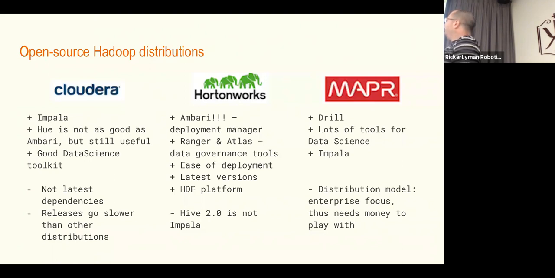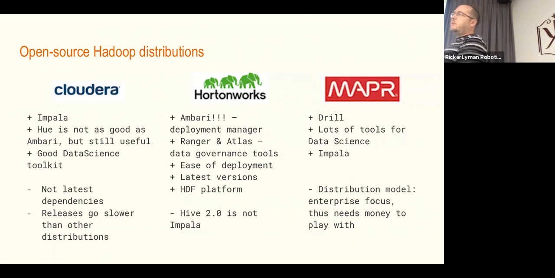from the recording? Whenever you deploy, for example, Spark 2.1, you need Spark 2.1, but in Cloudera, it's 1.6. And so on and so on and so on. If you need the latest dependencies, don't go with Cloudera.